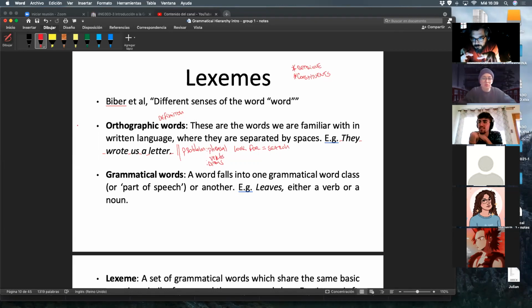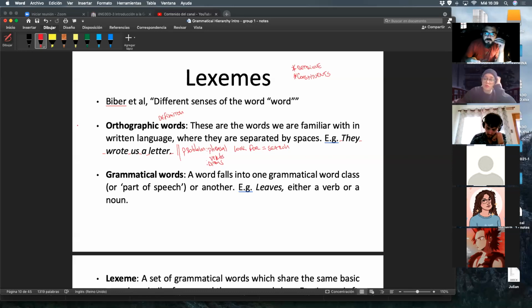Vamos de nuevo. Orthographic definition, these are the words we are familiar with in written language, where they are separated by spaces. For example, they wrote us a letter. Luego dijimos el problema, los phrasal verbs y los idioms or idiomatic expressions. The problem is that you cannot retrieve their meaning out of its constituents, right? But rather than that, you have to know the meaning, right?